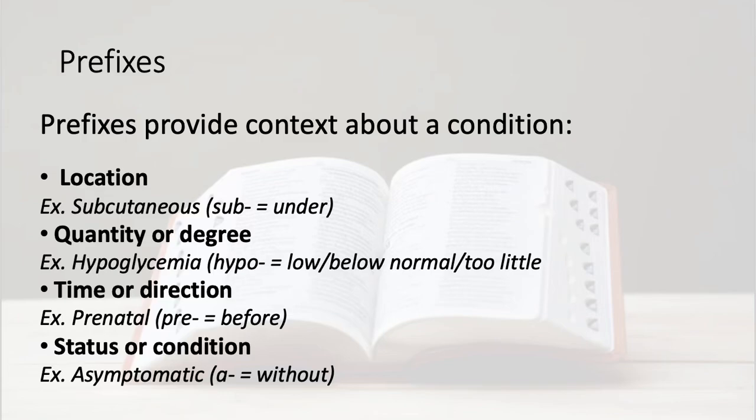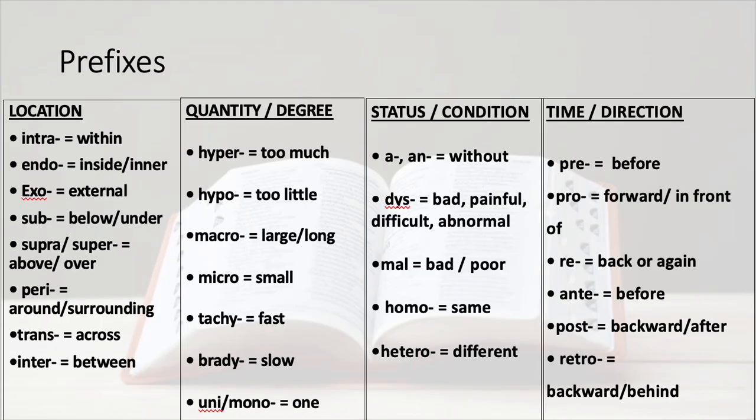So let's take a look at some examples of prefixes in each of these categories. This slide may look familiar to you as well. I have organized some common prefixes based on each of these categories. You'll notice that there is a little bit of overlap. Some prefixes may relate to both location and direction, right? So kind of falling under the same category.